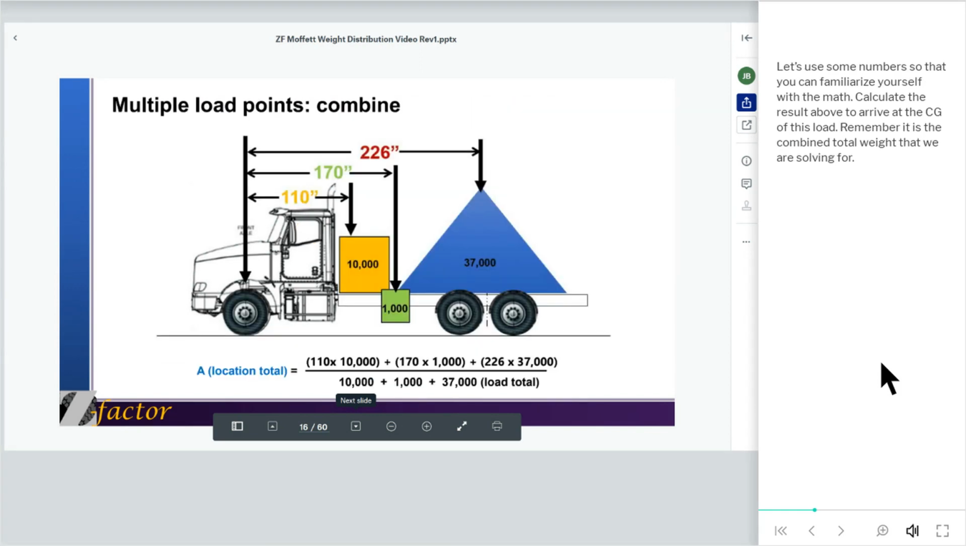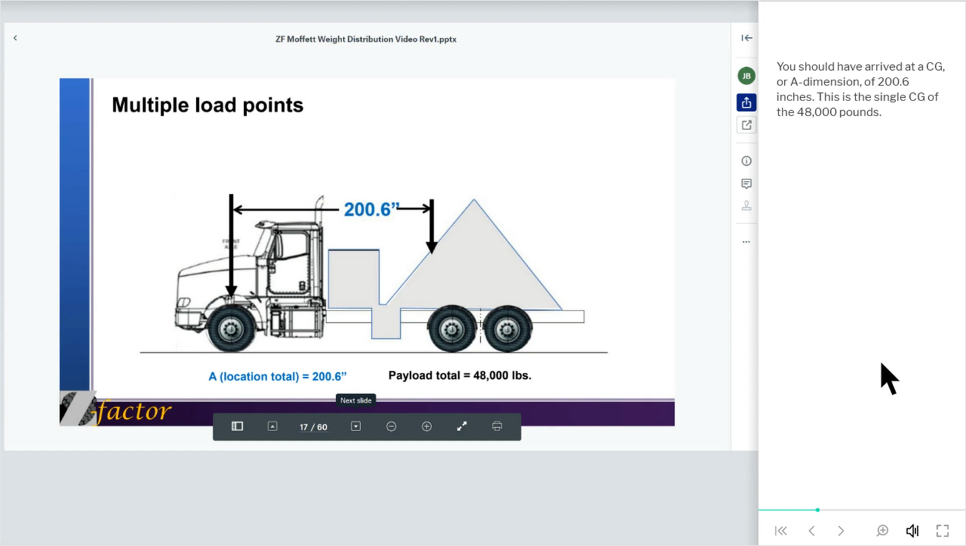Let's use some numbers so that you can familiarize yourself with the math. Calculate the result above to arrive at the CG of this load. Remember, it is the combined total weight that we are solving for. You should have arrived at a CG, or a dimension, of 200.6 inches. This is the single CG of the 48,000 pounds.